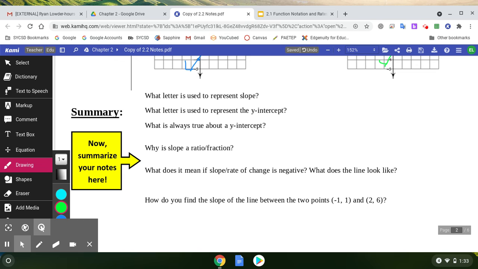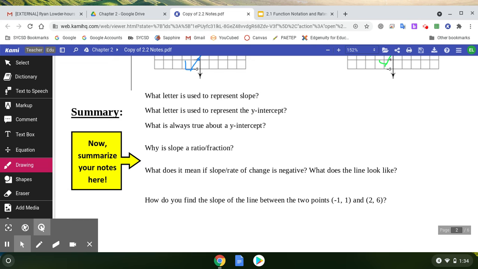Lastly, we are going to summarize the notes that we took today. So before you listen to the answers of all of these, I want you to take a moment to see if you can answer them yourself by taking a look back at the notes. Go ahead and pause the video, and then when you are finished, hit play.